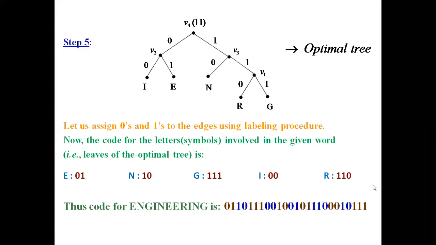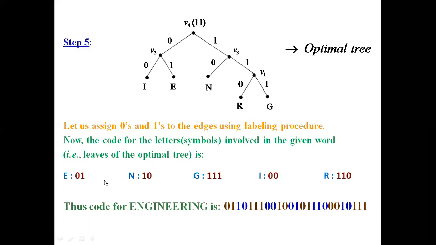Now we need to write down the code for the word engineering. Engineering is the given word or the given message for us. So for this word, we have to write out the code. So it is E first, so 0, 1. N, so 1, 0. G, so 1, 1, 1. I, so 0, 0. Again N, so 1, 0. E, so 0, 1. And again E, 0, 1. Followed by R, then R has the code 110, and so on.